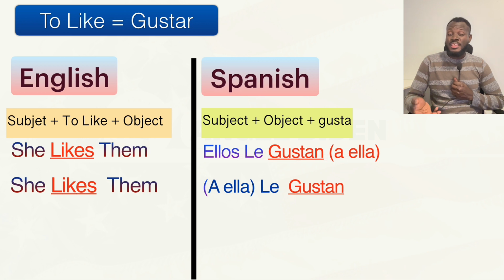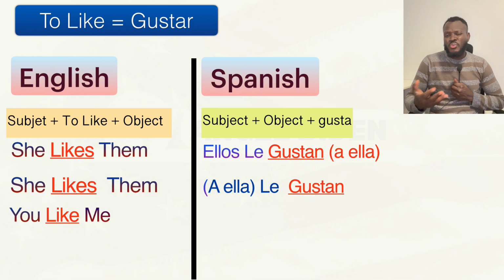She likes them. Le gustan. Well, so like ellos le gustan a ella. But we can just say a ella le gustan, or we just don't say that. Okay? You can add it or just don't add it because it doesn't change the meaning. Some people just want to add little things, okay?